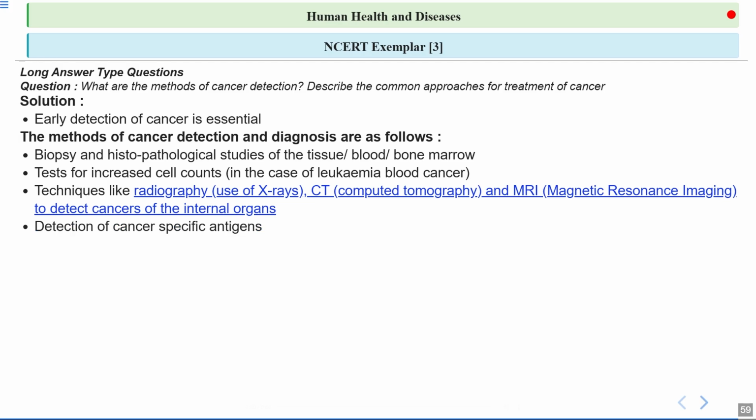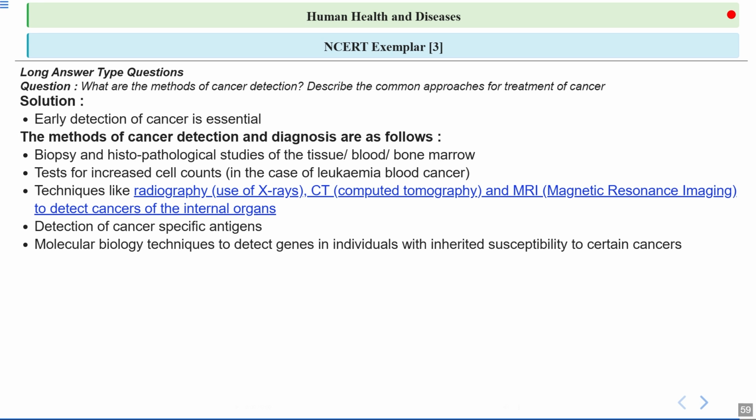Now, detection of cancer-specific antigens is another approach. Antigens are like unique flags on cancer cells. So these antigens are present on the cancer cells, and these antigens are detected. Now, molecular biology techniques can also be used to detect genes that make someone more likely to develop certain cancers. In some individuals, the chances of this cancer are high.